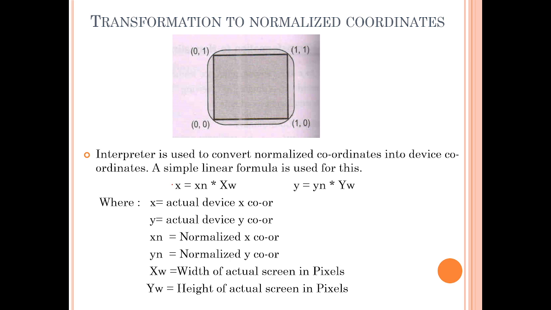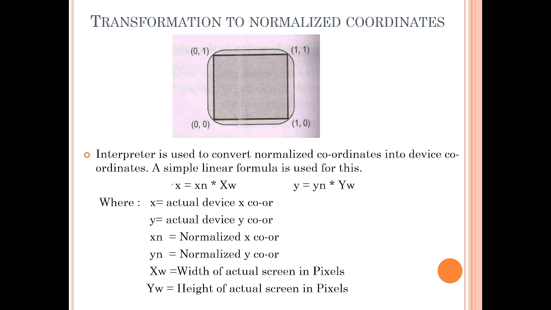So, transformation to normalized coordinates. The interpreter is used to convert normalized coordinates into device coordinates. A simple linear formula is used for this: x = xn × xw, y = yn × yw, where x is the actual device x coordinate, y is the actual device y coordinate, xn is the normalized x coordinate, yn is the normalized y coordinate, xw is the width of the actual screen in pixels, and yw is the height of the actual screen in pixels.